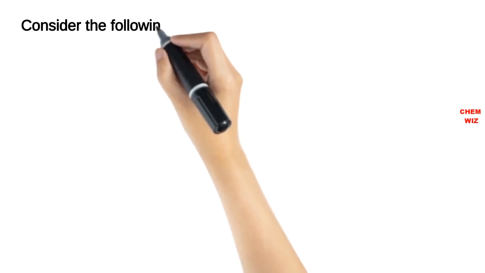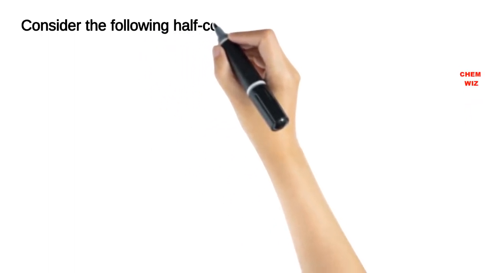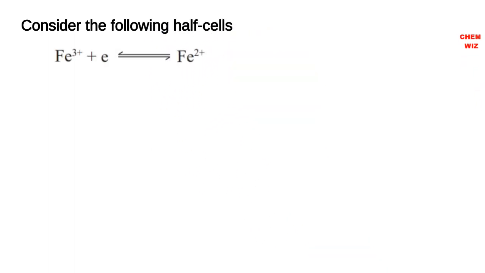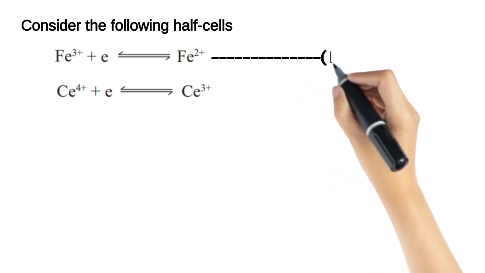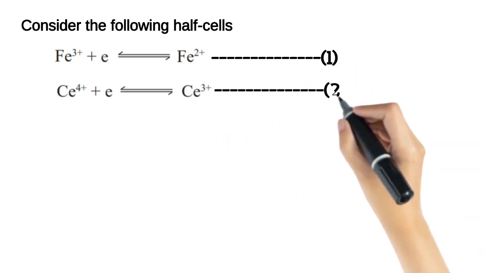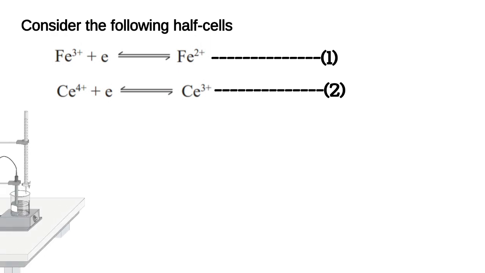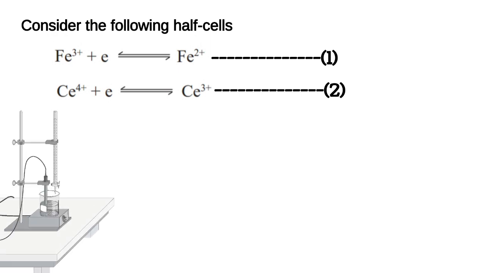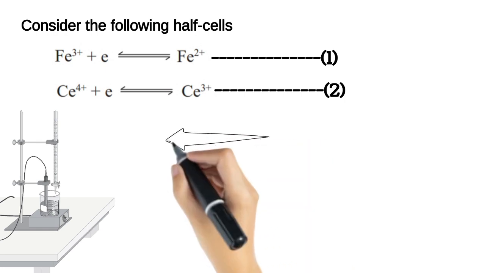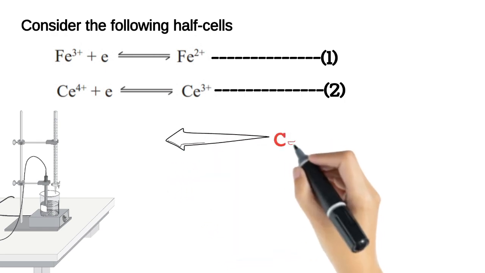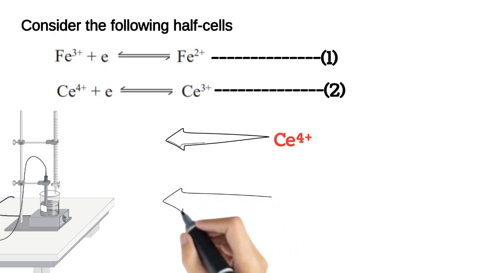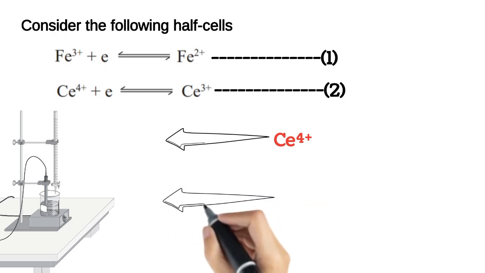In this titration, ferrous ions convert to ferric ions, while cerium 4+ converts to cerium 3+. In this example, we're going to discuss the titration of cerium 4+ and iron 2+. The ferrous solution is kept in the flask. The cerium 4+ solution is kept in the burette.